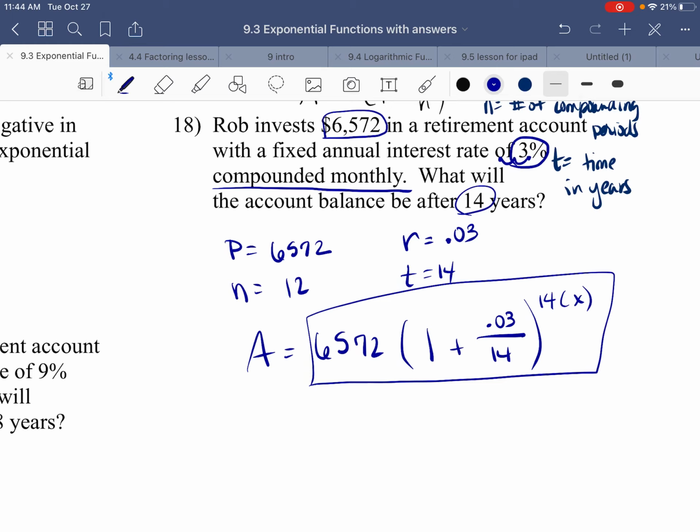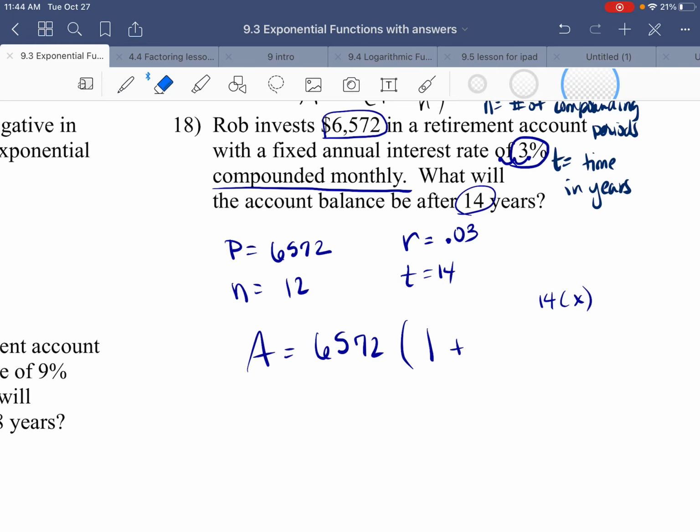Oh, you know what? I just looked at this, it's a 12, not a 14. My compounding period is 12, not 14. My year is 14. Okay, compounding period is 12. Sorry about that. So I need to put 12 for n.